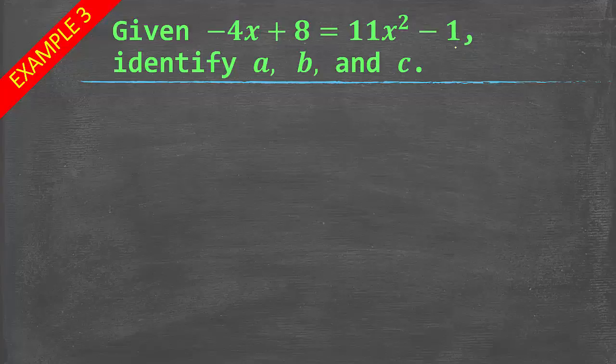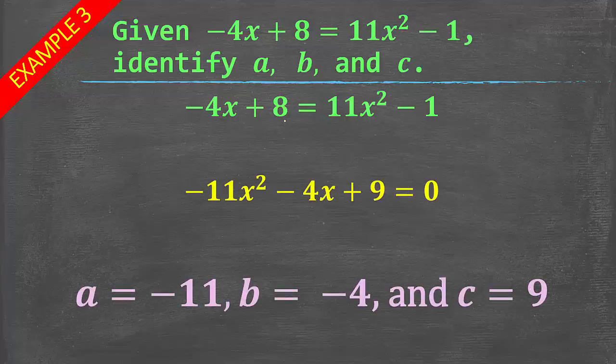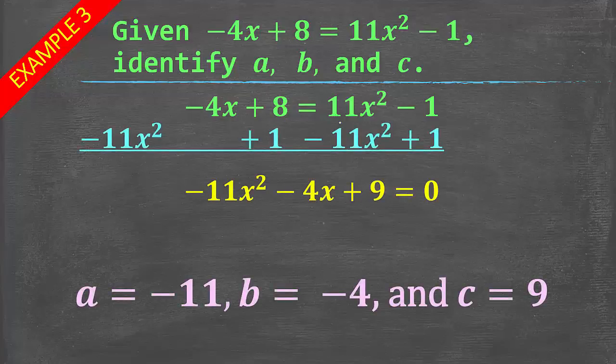We don't have that right now. So what we're going to do is move everything on the right over to the left. I did that backwards, sorry. Forget this for a second. So it's 11x squared. I subtracted that from both sides, so that canceled out. I had a negative 1, so I added to do the opposite to both sides.